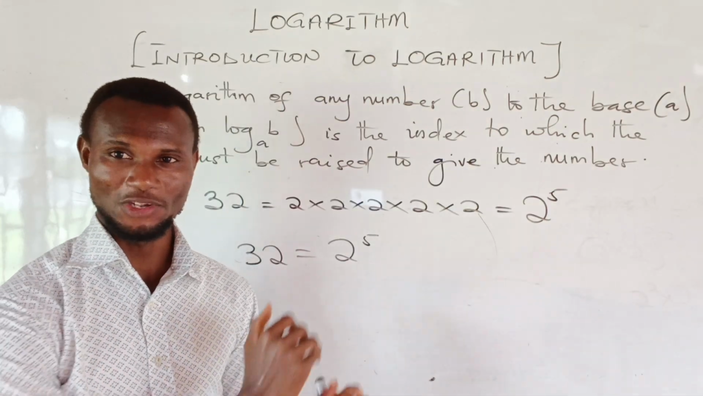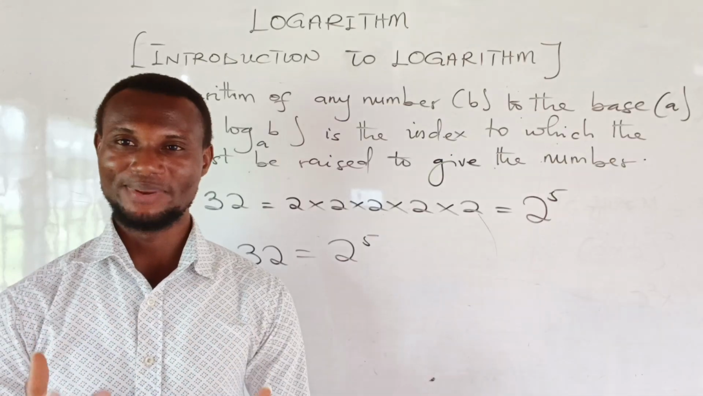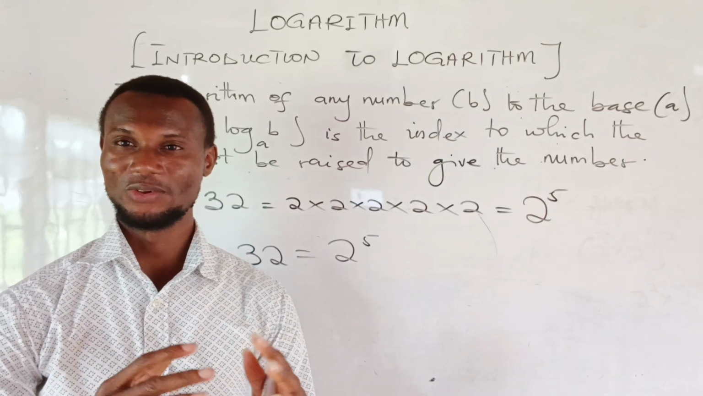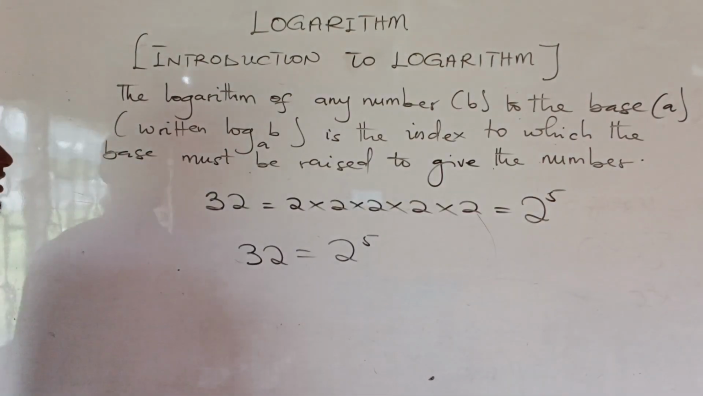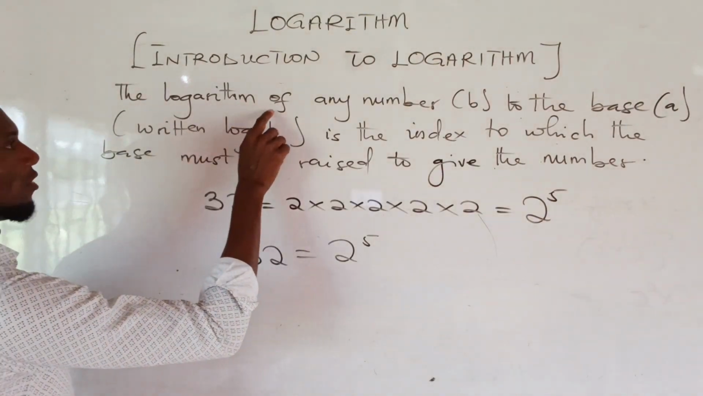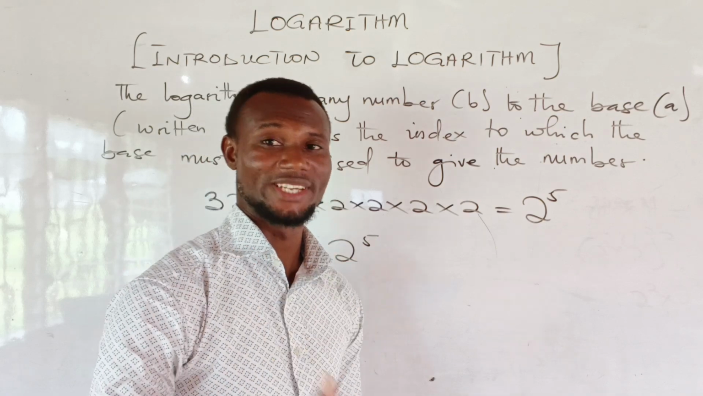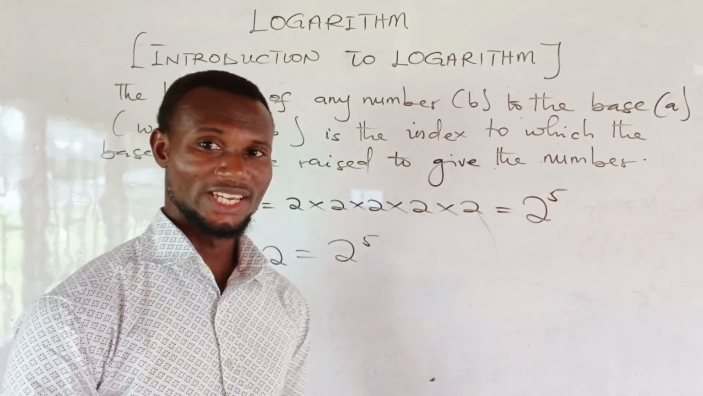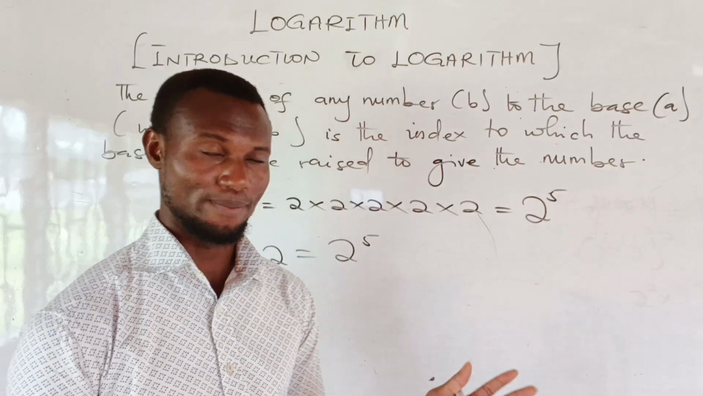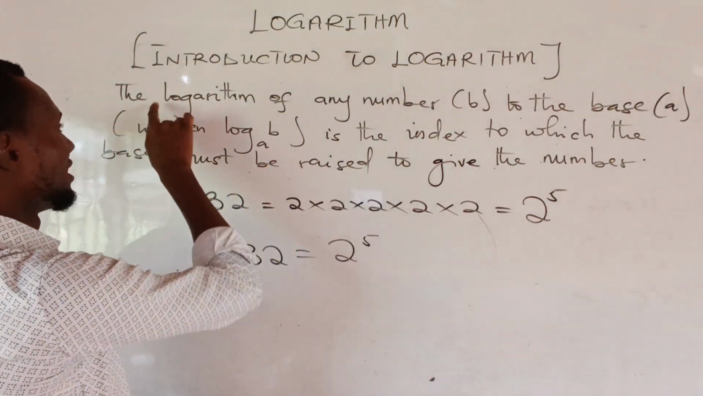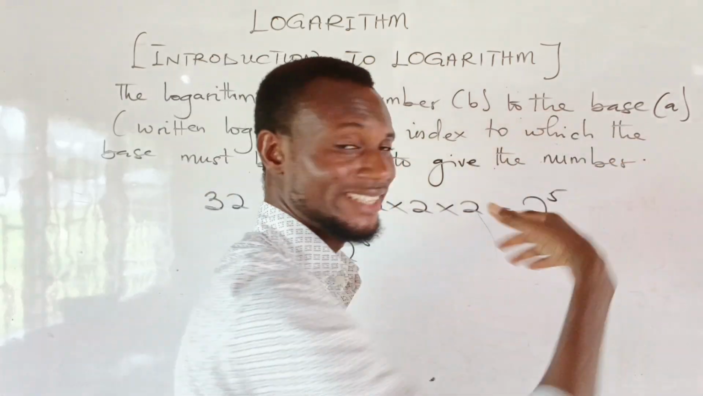Using the knowledge of what we've learned so far, I'm going to explain the definition of logarithm to you. Okay, so let's look at the definition on the board. It says the logarithm of any number into bracket b. So b just represents any number you can think of. In my case, I'm using 32, but you can think of any other number. Okay, so it says the logarithm of any number b to the base a.